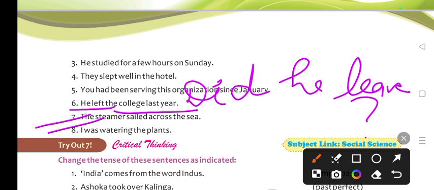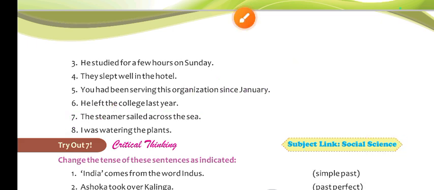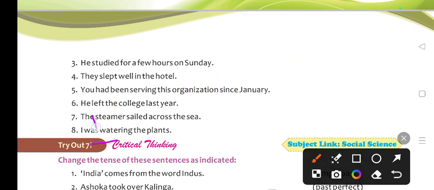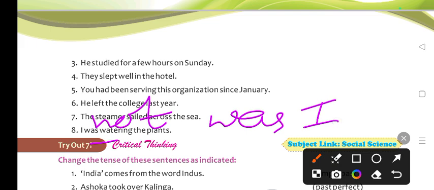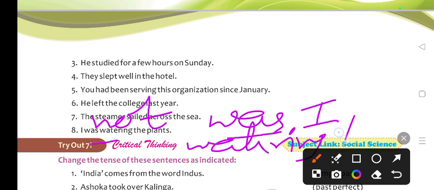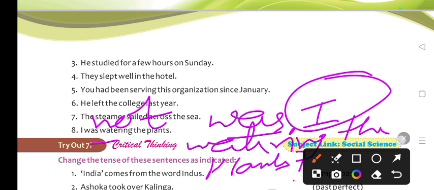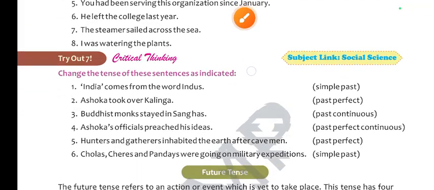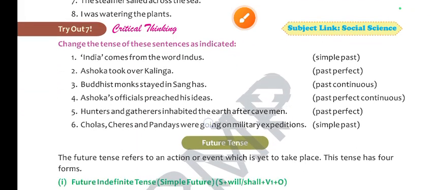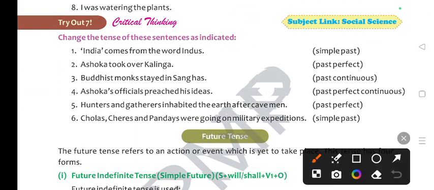And I was watering the plants. Very simple, I was watering the plants, so I was not watering the plants. And second, when you are making interrogative, was I watering the plants? Okay, then put the question mark. And one more thing I want to tell you, children, I is always written capital. Okay, now let's try out 7. Change the tense of these sentences as indicated. So simple past, you are supposed to change it.